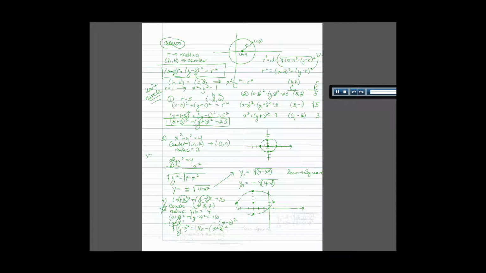Then you'd have to take the square root of both sides, and you get y minus 2 equals the square root of 16 minus (x plus 3) squared, and that's a plus or minus. And then we added 2 to both sides, and let's look at what we have. We would have y1 would be 2 plus the square root of 16 minus (x plus 3) squared. And y2 would be 2 minus the square root of 16 minus (x plus 3) squared.